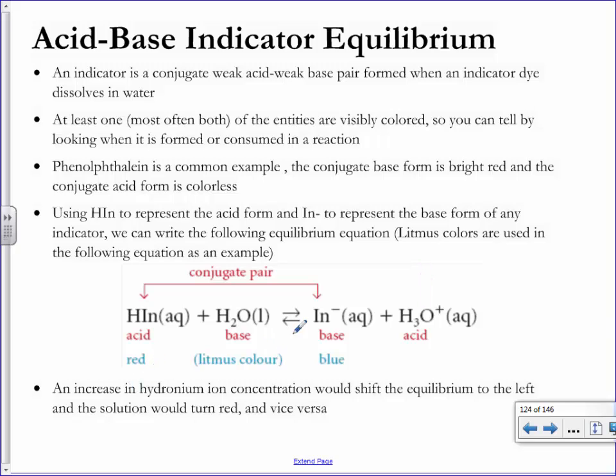But the way litmus works then is, if you add this to a base, what the base is going to do is drop this guy's concentration because it'll neutralize this amount of H3O+. Well, then it's going to cause it to shift this way. So if you put an indicator in a base, it'll actually turn blue, which is why litmus is red in an acid and blue in a base. We've never actually talked about this before, but acid-base indicators are actually Le Chatelier's principle applied to acid-base systems.